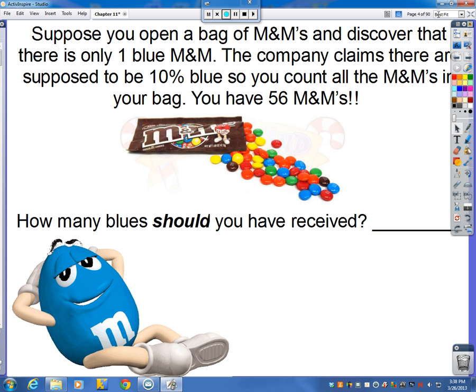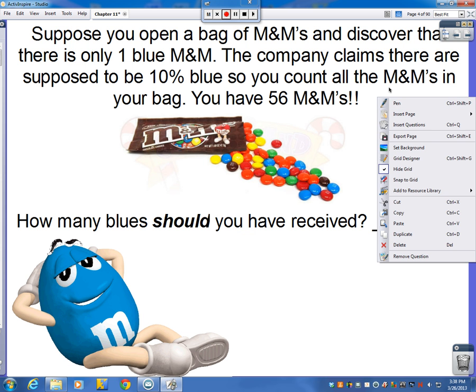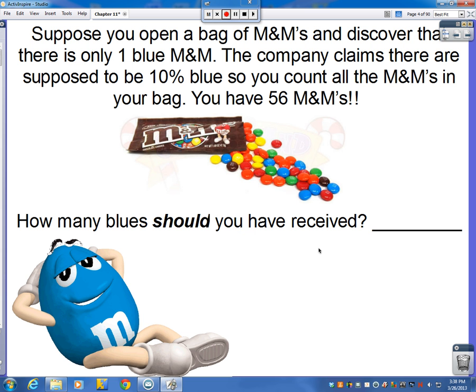Now, suppose you open a bag of M&Ms and discover that there's only one blue M&M. You might not think anything of it, but the next time you open up a bag of M&Ms and count the number of blues, I guarantee you will think of this chapter. You're welcome. The company claims that there are supposed to be 10% blue. So you count all the M&Ms in your bag and you have 56 total M&Ms, yet you only got one blue M&M. Now, how many blue M&Ms should we have expected to receive?